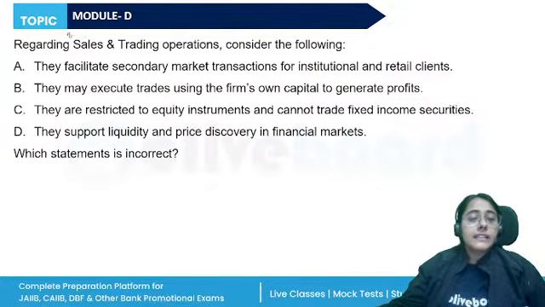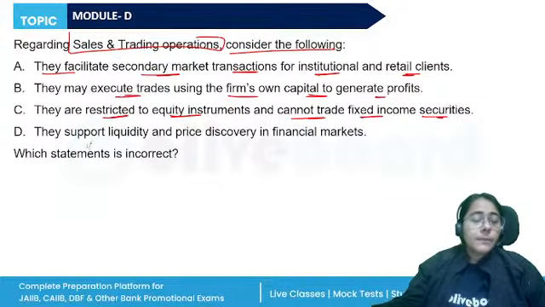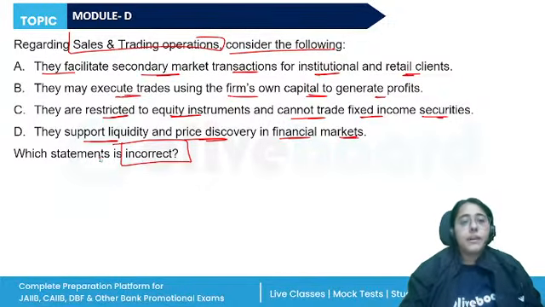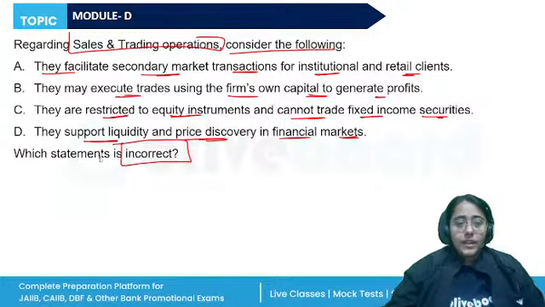Okay. Regarding the sales and trading operations, consider the following. They facilitate secondary market transactions for institutional and retail clients. They may execute trades using the firm's own capital to generate profit. They are restricted to the equity instruments and cannot trade fixed income securities. They support liquidity and price discovery in financial market. Which statement is incorrect? You need to pick out the incorrect statement about sales and trading operations.